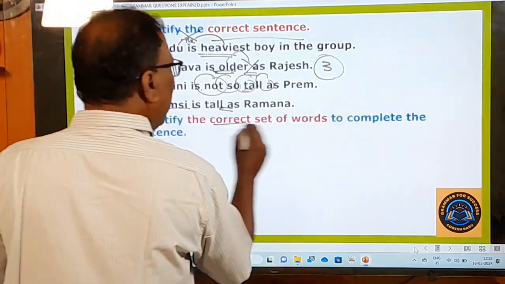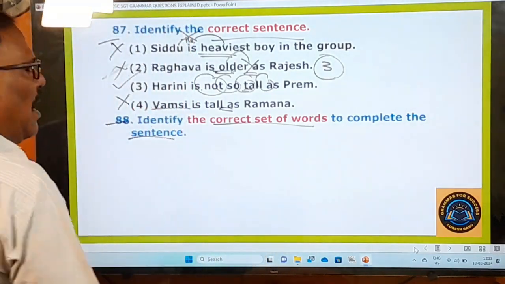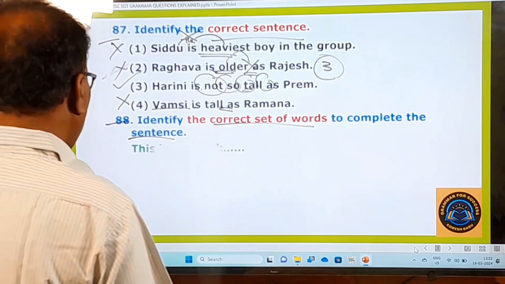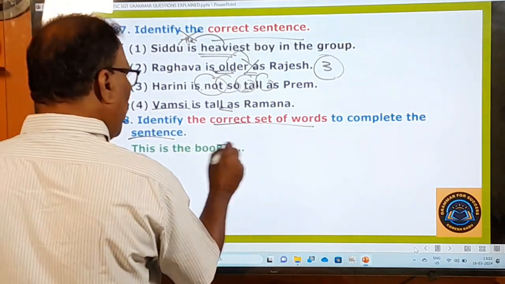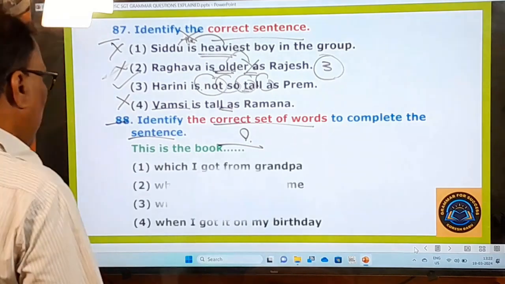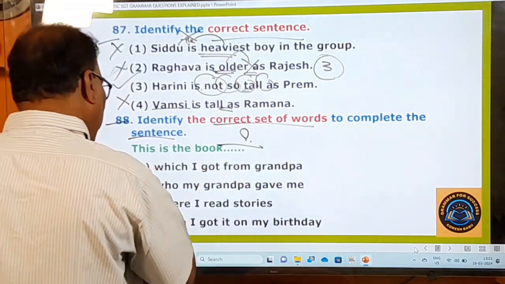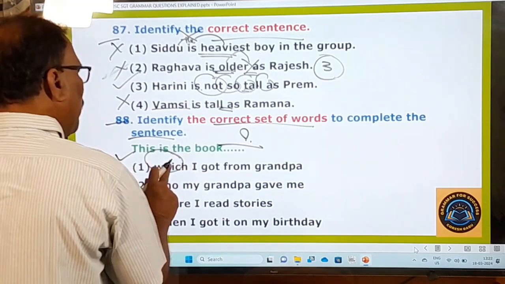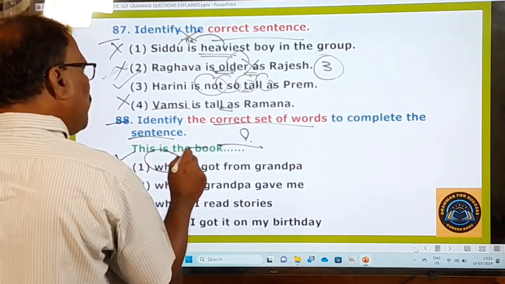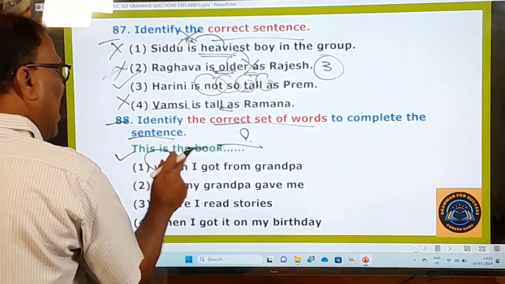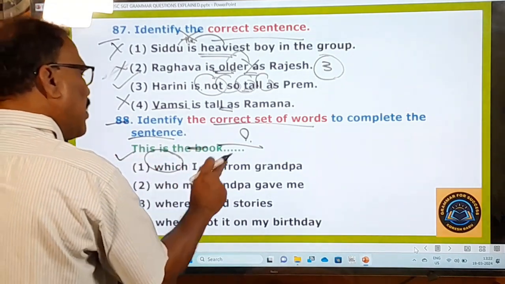88th one. Identify the correct set of words to complete the sentence. Again, he's asking you to choose the correct set of words. Okay, let us look at the sentence. This is the book. Okay, some next part, what should be used there? This is the book which I got from grandpa. The very first one is the right one. Which is a relative pronoun, and this refers to the book. Book is the antecedent. Which is used for things, and therefore this is the book which I got from grandpa.